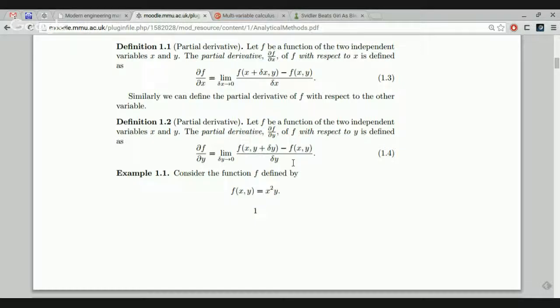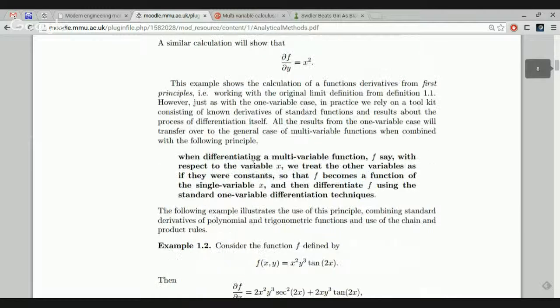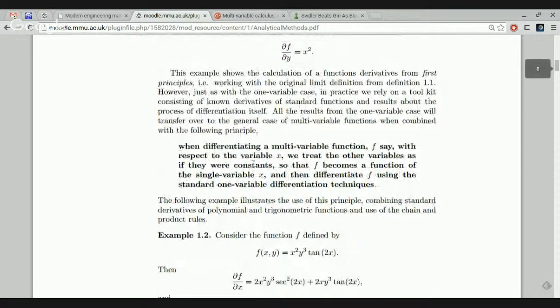Okay, so I'm going to switch back to the laptop. The important principle, and you can tell it's important because it's in boldface. Rather than using the limit definition, we'll instead use this principle here, which is this quote in the middle of the page. So if we're differentiating a multivariable function, f, with respect to one of its variables, let's say x, what we do is we treat the other variables as if they were constants.